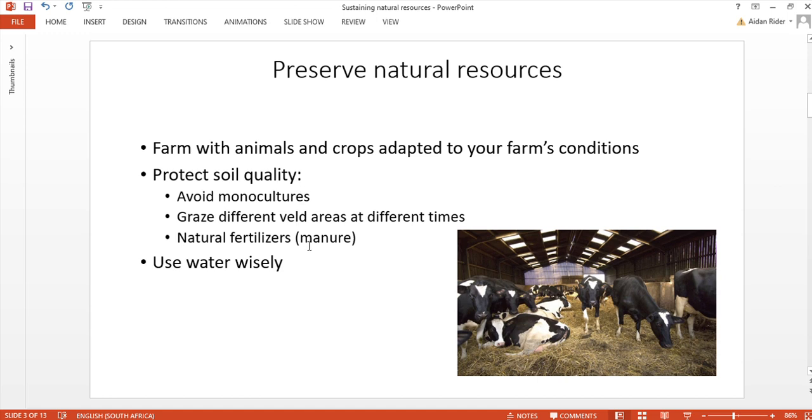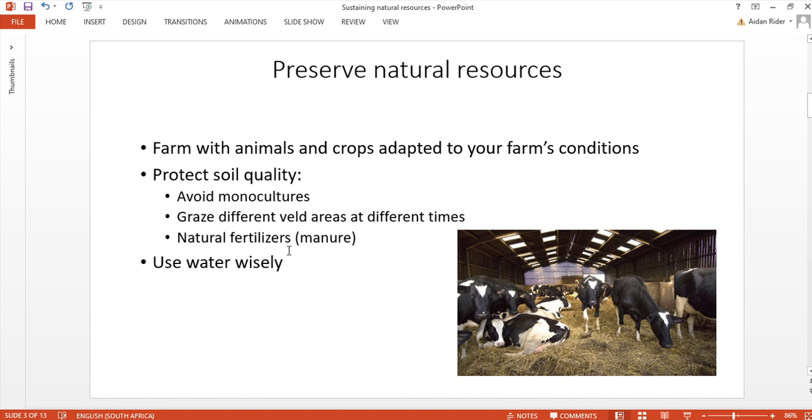Okay, then secondly, under quality, graze different veldt areas at different times. You don't want all your cattle, all your sheep grazing on the entire farm at the same time. You will make camps and you will rotate the animals in different camps to save your veldt. Then natural fertilizers like manure should be used. It's much more natural, and the microorganisms in the ground can decompose them much easier than our synthetic fertilizers.